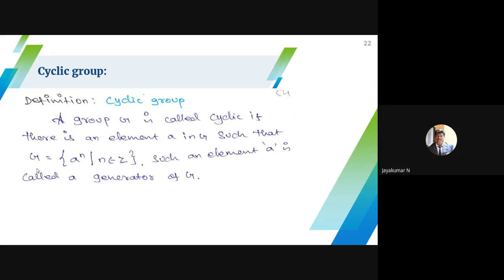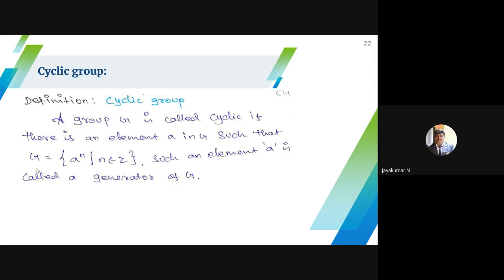That means a cyclic group has not only one generator. So each and every cyclic group has at least two generators. You have to keep in your mind: each and every cyclic group has at least two generators. But, sir, you said two generators, while in the definition you write only one, a.